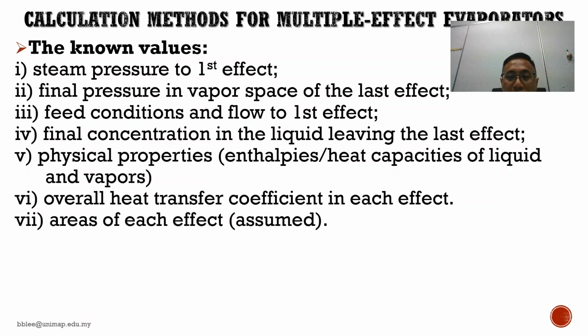Now the overall heat transfer coefficient in each effect usually depends on the design of the evaporator. Because of the material selected for the evaporator, we can calculate the thermal resistance. From the thermal resistance, then we know the overall heat transfer coefficient in each effect. The area of each effect we can assume, or we can actually know it based on the dimensions of the effects.